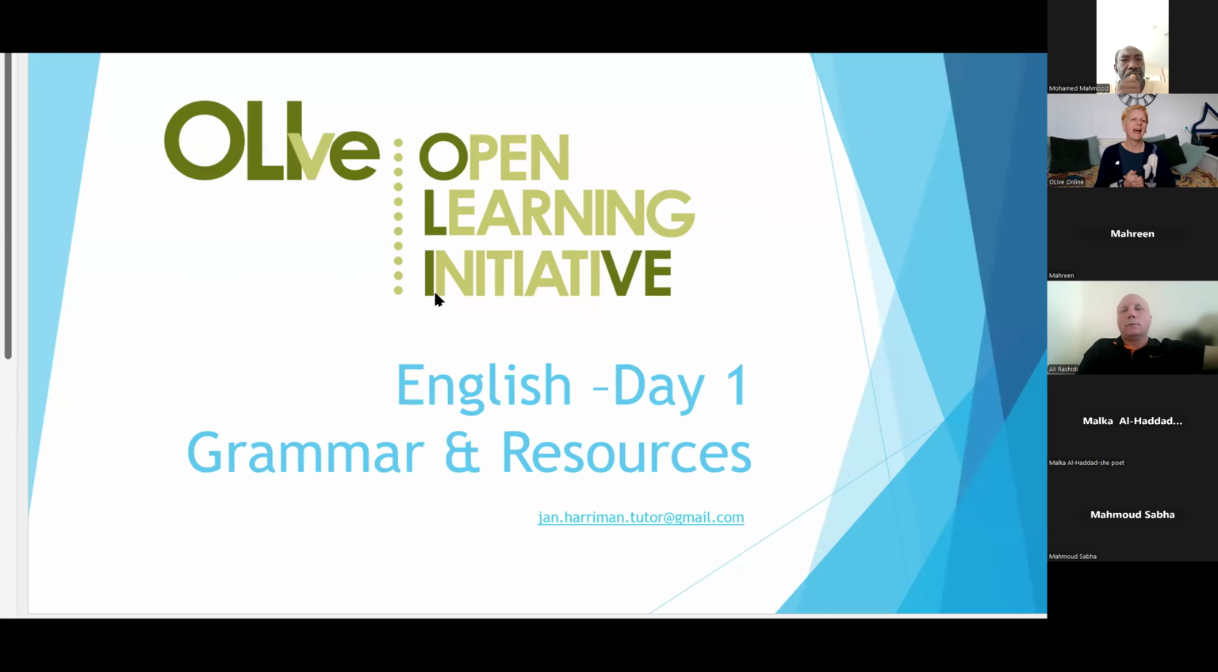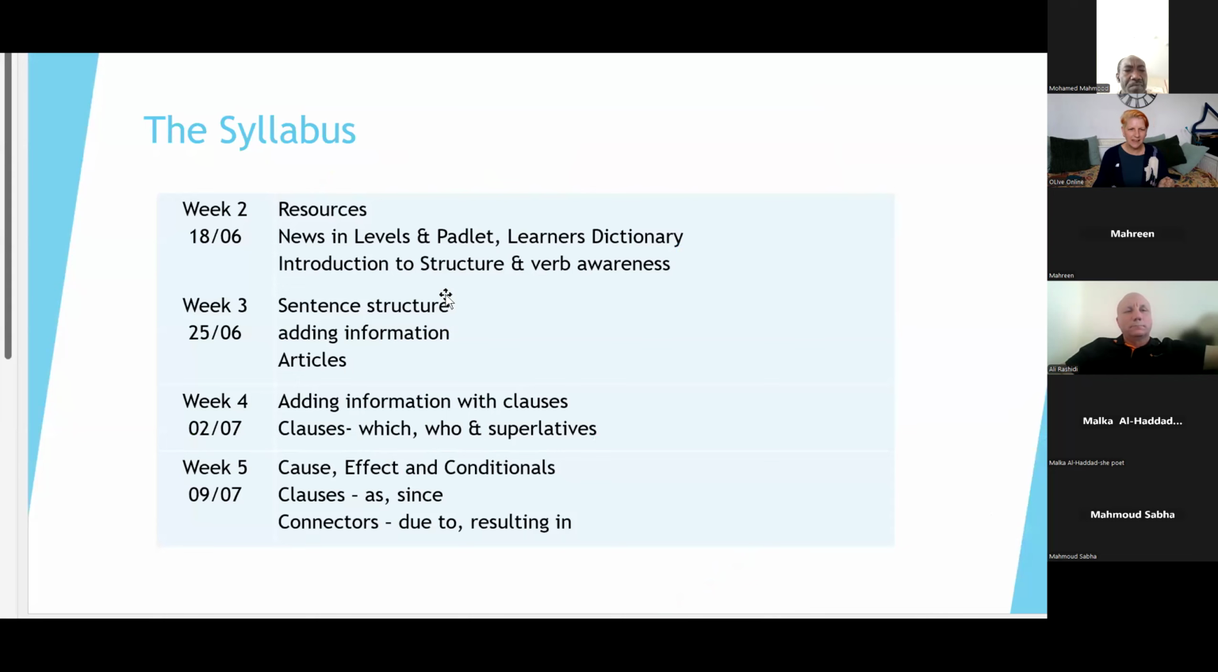So here we go. What are we going to learn? Today we're going to be looking at resources, the tools we're going to use for this class, and we're going to start our grammar work. The grammar that I'm starting with, whether your English level is very high or very low, it doesn't matter. I'm going to be starting at the beginning.